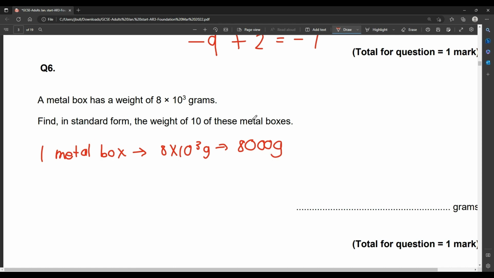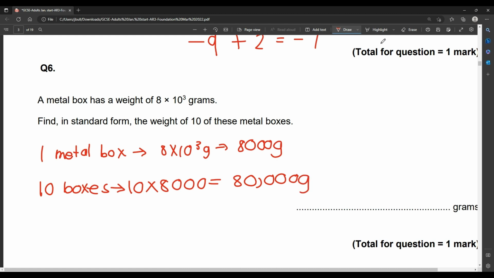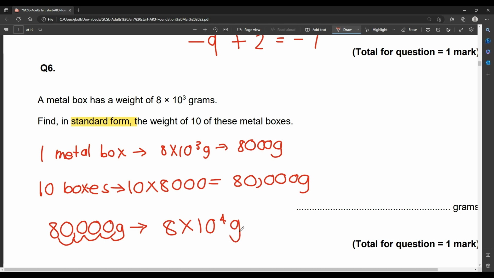Now we want to find in standard form the weight of 10 of these boxes. So let's just work out in ordinary form first, so just the normal numbers. 10 of these boxes, so that would be 10 times that 8,000. Okay, so we're going to get 80,000 grams. And then, really key that we remember, they do want our answer in standard form. So then we're just going to say 80,000 grams. We can rewrite that in standard form as 1, 2, 3, 4. So 8 times 10 to the 4 grams.